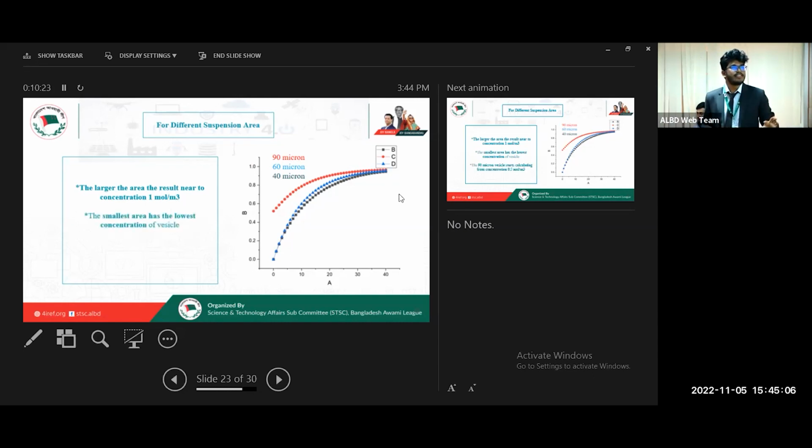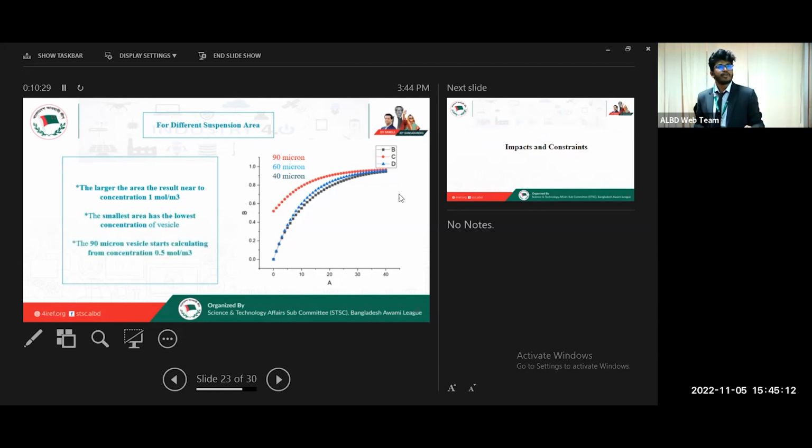The smallest area has the lowest concentration, for the 40 microns. And the 90 micron, which is the largest, is counting from 0.5 mole per meter cube.